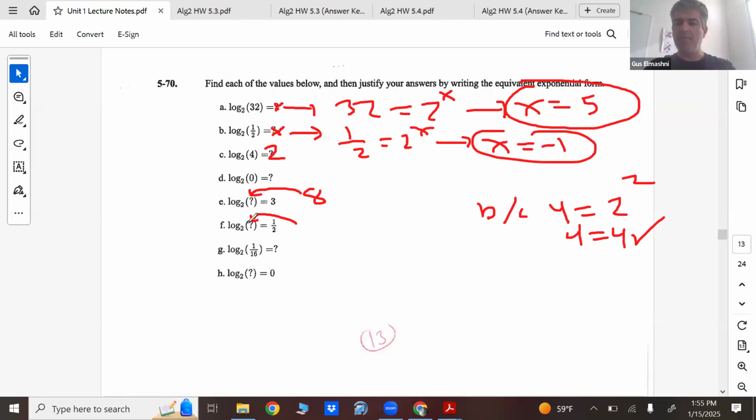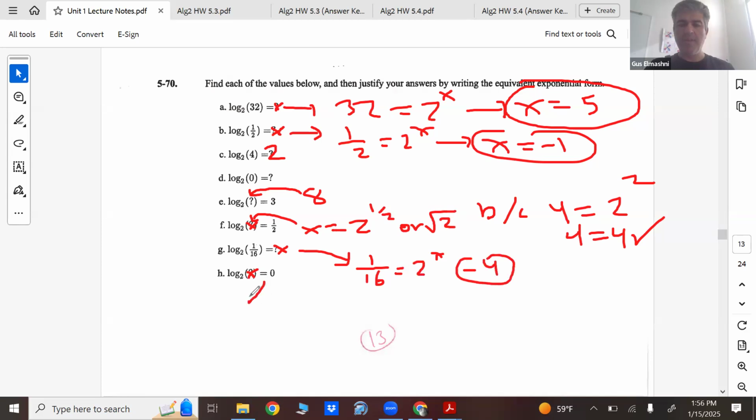How about for this one, that one's a little tricky. Root 2, yes, good. Because x is going to equal 2 to the 1/2 power, or root 2. Okay, what do you think about for G? Yep, -4. And lastly, for H, 2 to the 0 power equals x will be 1.